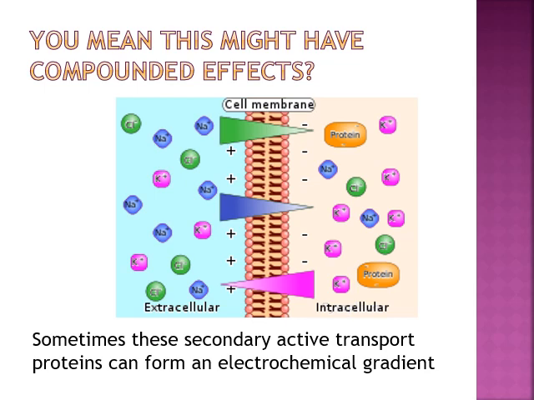Those gradients can then power the creation of what are termed energy intermediary molecules. This becomes the basis of aerobic cellular respiration, which we'll get into in a few weeks. So it's not terribly important for now. It will be terribly important later.